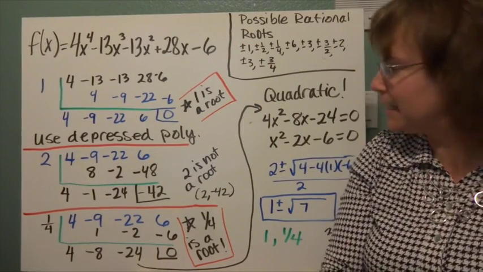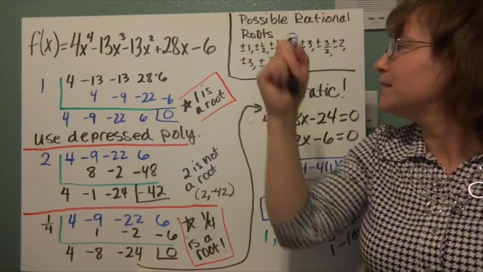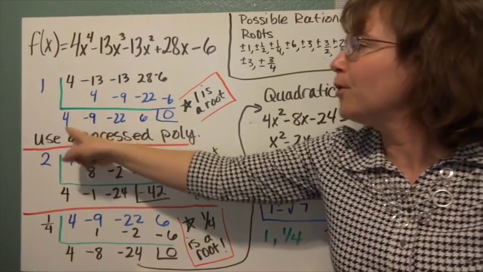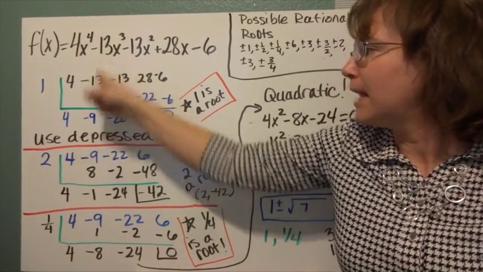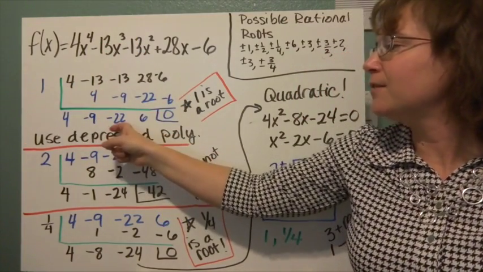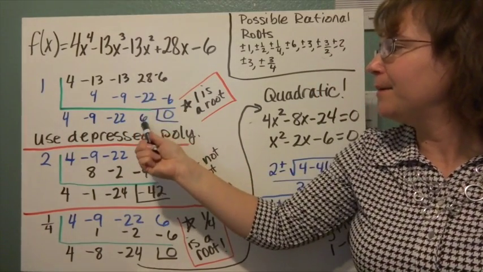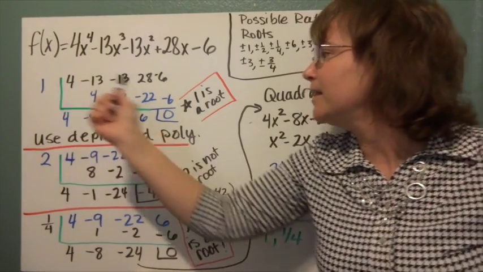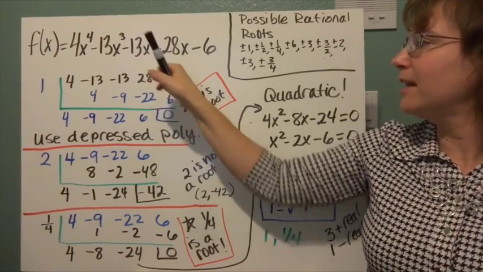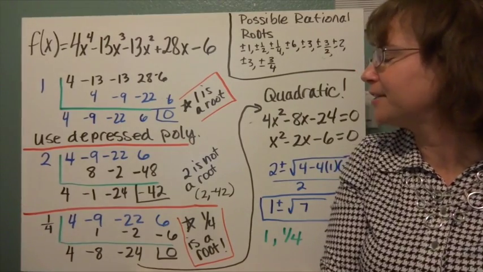I often try 1 because 1's pretty easy to work with, especially when doing synthetic division. So if it's a possible root, I'm going to give it a try. Here I have my 1, I bring down my 4, 4 times 1 is 4, add them, I have a negative 9 times 1 is negative 9, add them, negative 22 times 1 is negative 22, add them, and I have a 6, 6 times 1 is just a positive 6, add them together, negative 6 plus 6 is a 0, so I know 1 is a root and x minus 1 is a factor.